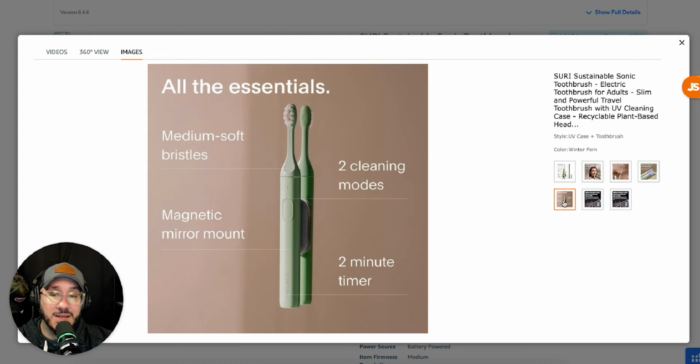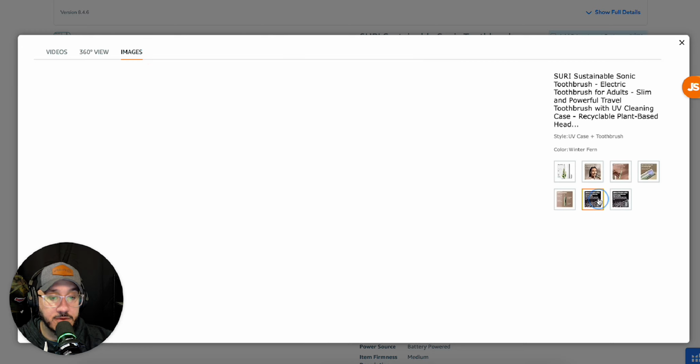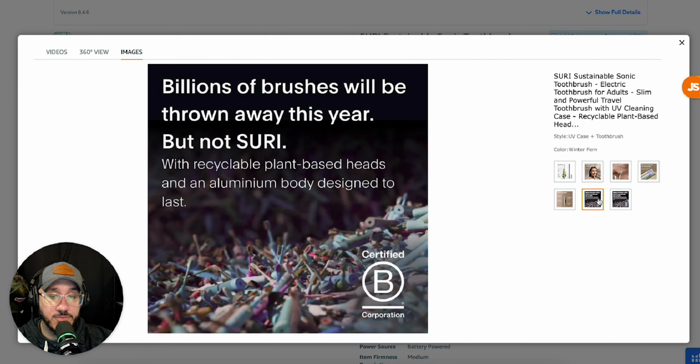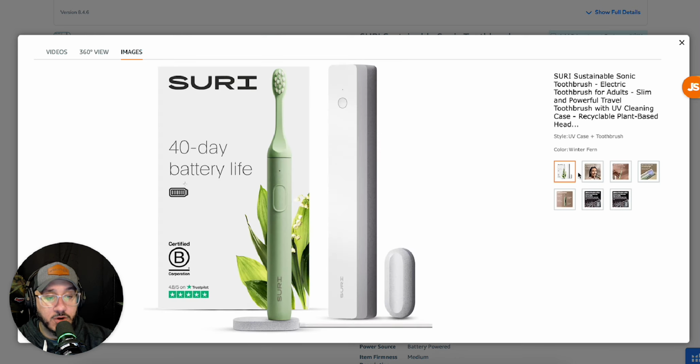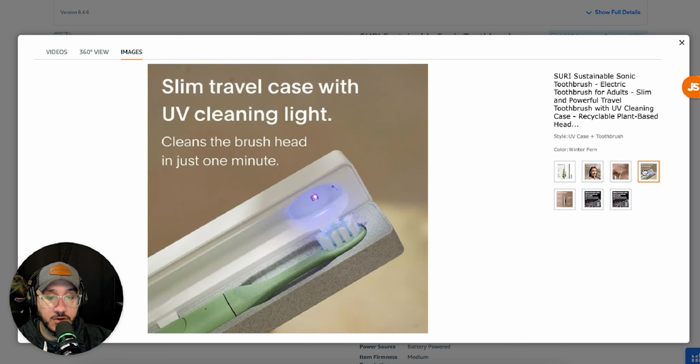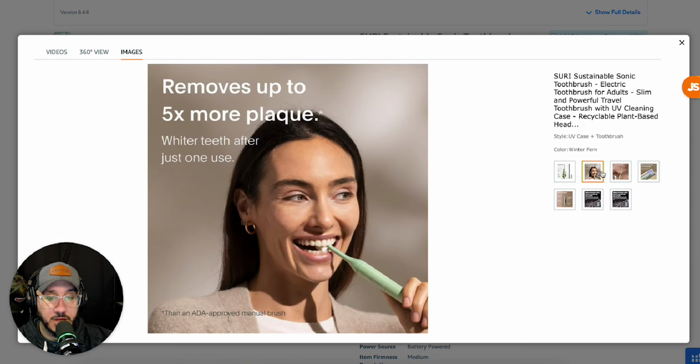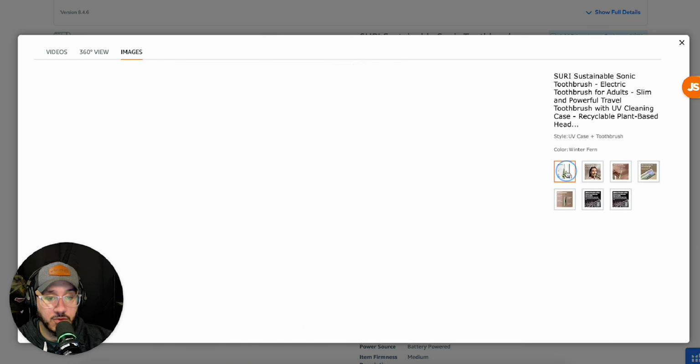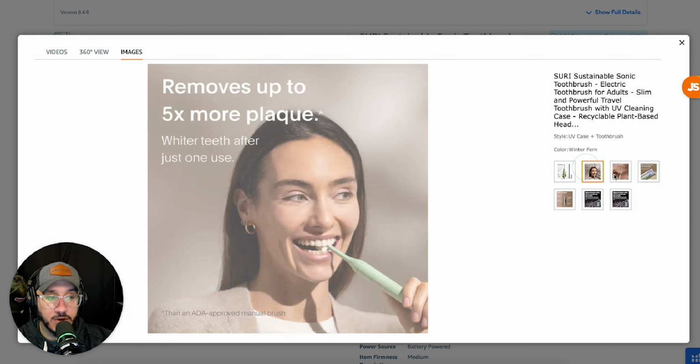All the essentials, medium soft bristles, 2 cleaning modes, magnetic mirror mount. Okay, so that's what that little thing was, a mirror mount, a 2-minute timer. Billions of brushes will be thrown away this year, but not Surrey, with recyclable plant-based heads. Okay, cool. So I have questions. How many heads does it come with? Can I get more? Do you sell more? Are there other colors? How does it plug in? How does it charge? Where is the mount? Where is all that stuff?